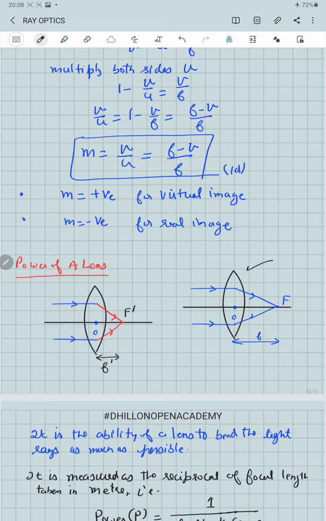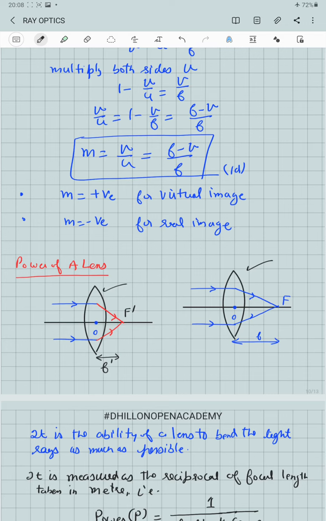In this figure, the converging point F is away from the optical center of the lens, having larger focal length for the lens. But in this figure, the focusing point F dash is quite close to the optical center and the lens is having smaller focal length F dash. The purpose of the lens is to converge or divert the rays of the light.